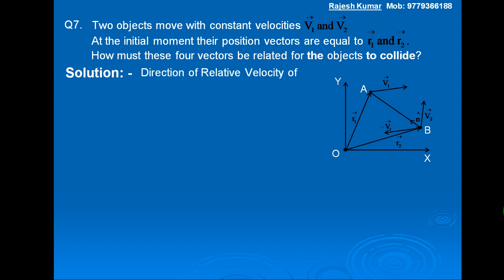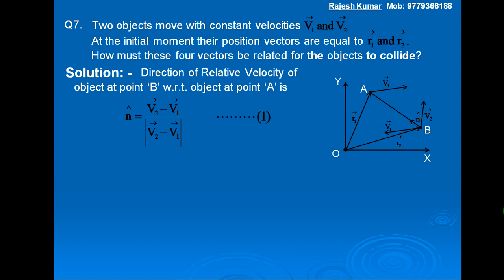The direction of the relative velocity of object at point B with respect to object at point A, n cap, is equal to v2 vector minus v1 vector upon mod of v2 vector minus v1 vector. This gives the direction of the relative velocity of object at point B with respect to object at point A. Let it be equation number 1.